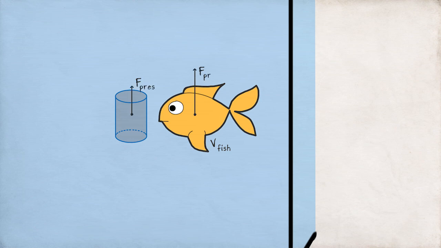A fluid exerts an upward force, F pressure, on an object immersed in or floating on the fluid. We call this force the buoyant force. The magnitude of the buoyant force equals the weight of the fluid displaced by the object. This is called Archimedes' principle.